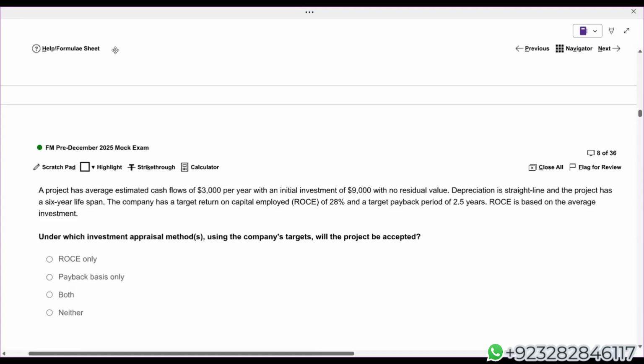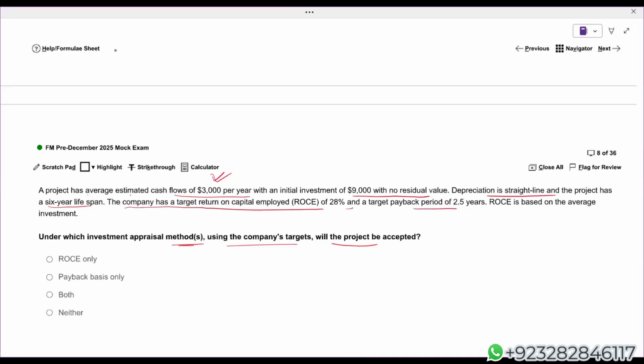Question number 8. Under which investment appraisal method or methods using the company's target will the project be accepted? A project has average estimated cash flows of 3,000 per year. Initial investment is 9,000 with zero residual value. Depreciation is straight line and the project has a 6-year lifespan. The company has a target return on capital employed of 28% and a target payback of 2.5 years. ROCE is based on average investment. Under which investment appraisal method or methods using the company's target will the project be accepted?